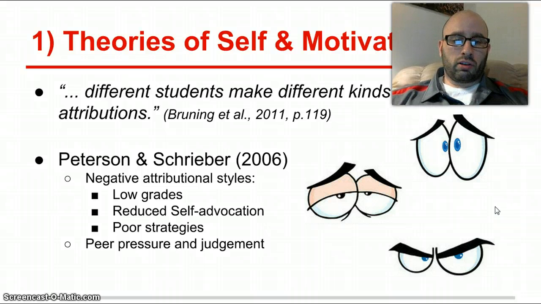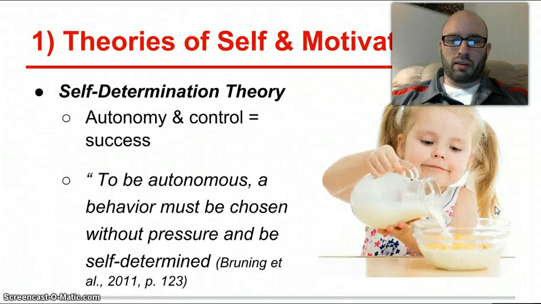Because as Peterson and Schreiber found in 2006, students that have negative attributional styles have a tendency to have low grades. They reduce their ability to advocate for themselves, and they have poor strategies. Now, some of this is responsible to peer pressure and judgment by being perceived as being unintelligent by their peers. So I need to combat that in ways.